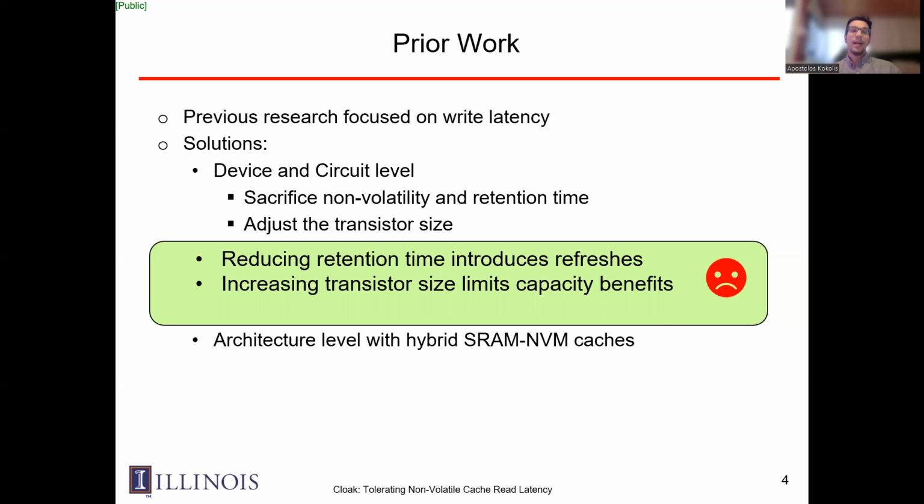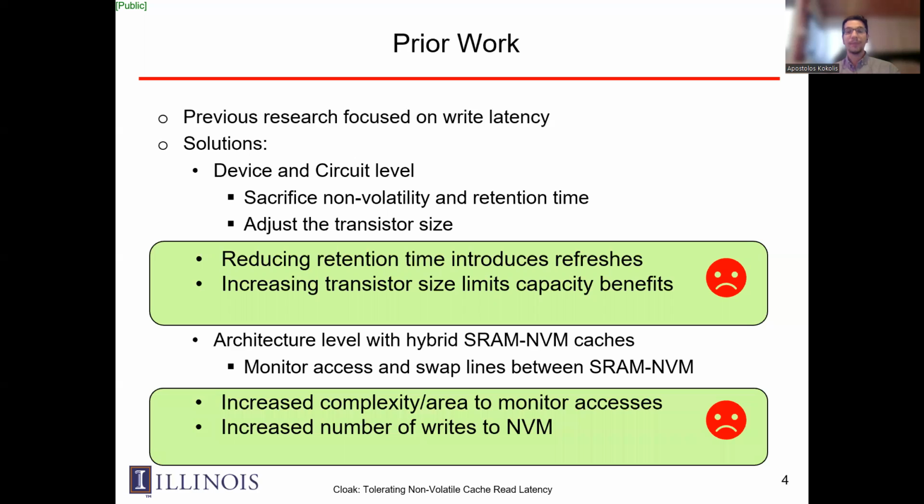On the other hand, architecture-level solutions mostly combine SRAM and NVM memories together in a hybrid memory hierarchy. These solutions monitor accesses to the LLC and swap lines between the SRAM and the NVM portion of the cache. The problem is that it needs increased complexity and more area to monitor accesses, and also it increases the number of writes to NVM every time they swap cache lines between the SRAM and the NVM portion.